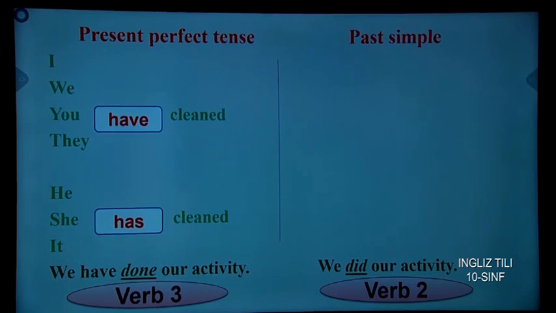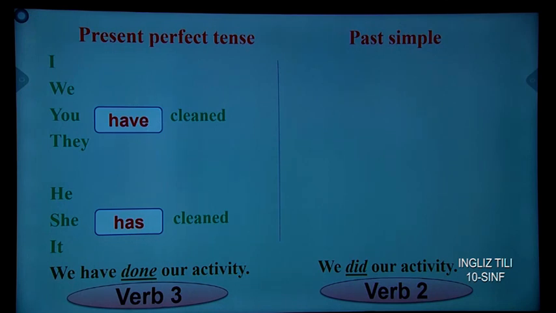So dears, the present perfect describes an action which has a connection with the present. It is a completed action, but there is a connection with the present. If you say, I have cleaned my shoes, it means you have clean shoes now. If you say, we have done our activity, it means you have a ready activity, the teacher can check.